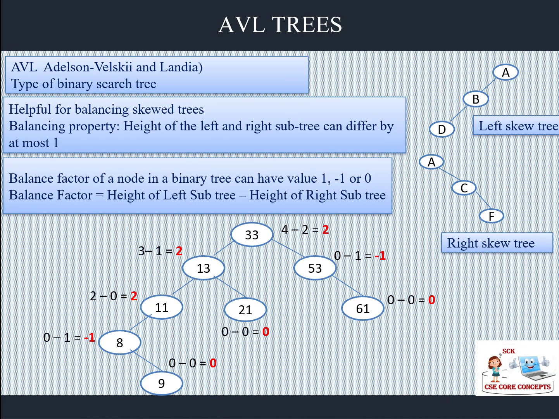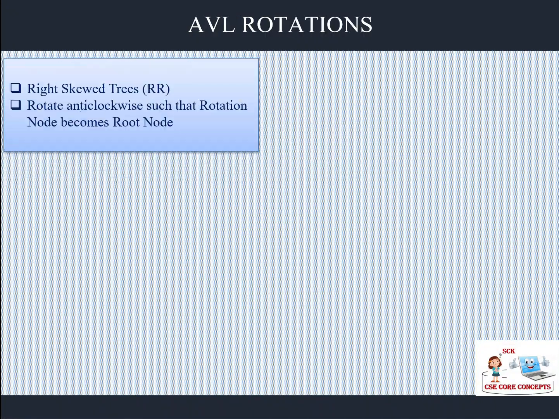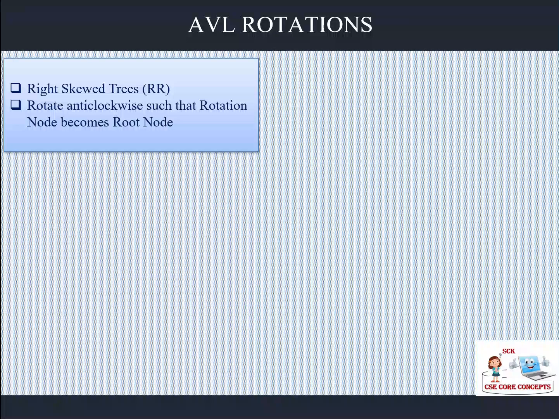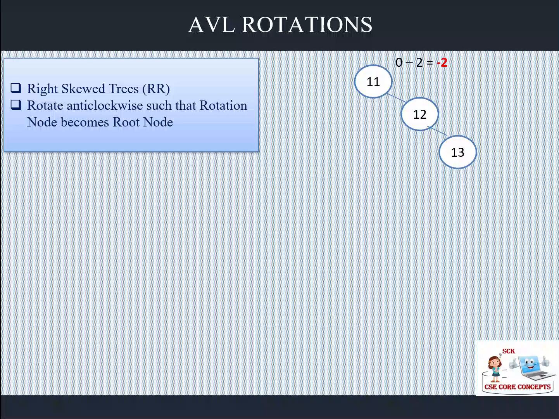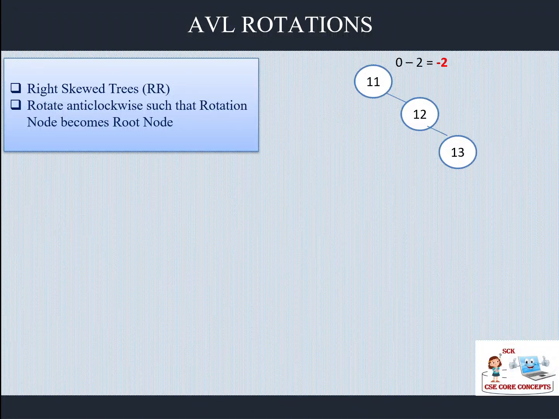So now let us see how to handle the cases when we have skewed trees. First we will discuss the right skewed trees. They are also called RR, right skewed rotation. So consider this right skew. You can see 11, 12, 13 are coming on the right hand side. Now in this case, first of all you have to compute the balancing factor of each node to find the critical node. Critical node refers to the node whose balance factor is other than 1, minus 1 or 0, that is the critical node.